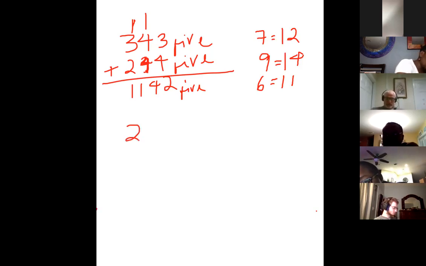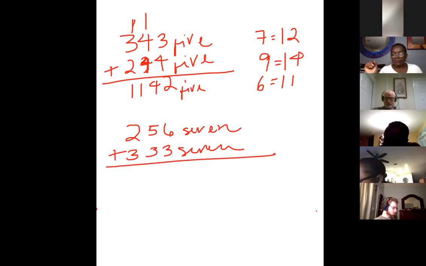Let's see, 256 base 7, and then 333 base 7. So 9 divided by 7 is 1, with 2 left over. So 9 equals 12 in base 7. So carry 1. All right, guys, here we go.